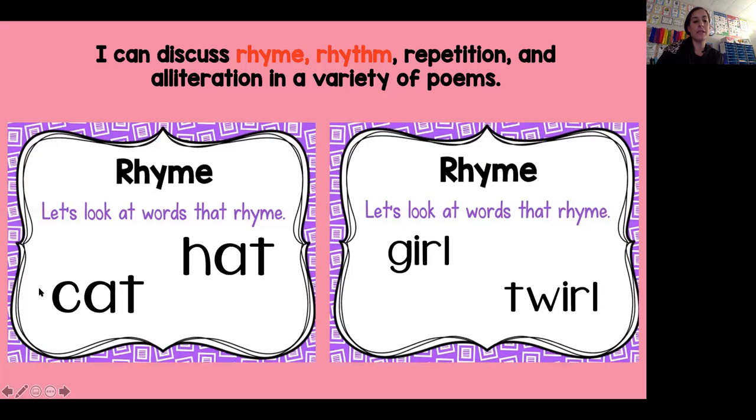So here's some words. It says rhyme. Let's look at the words that rhyme. Cat and hat. And then it has some examples of some other ones, girl and twirl. Now this is just showing you that rhyming words, yes, they have to have the same ending sound at the end so that way they can rhyme. So if you choose to write a rhyming poem, make sure that at the end the words look the same and they have the same ending sound. That way it rhymes.